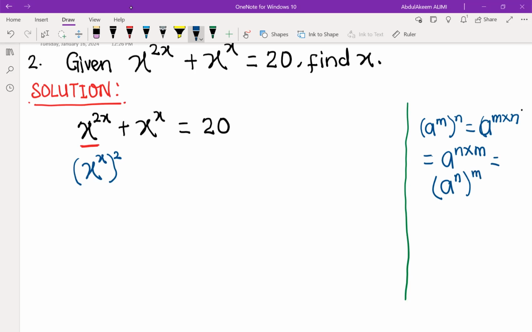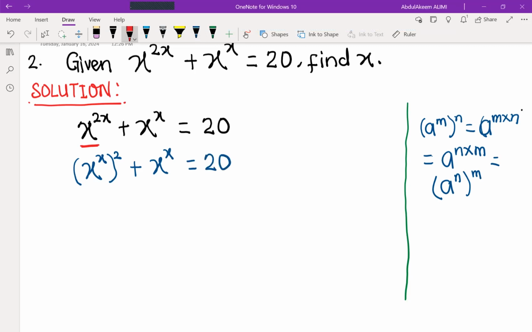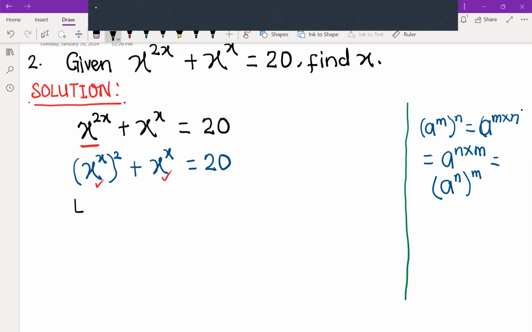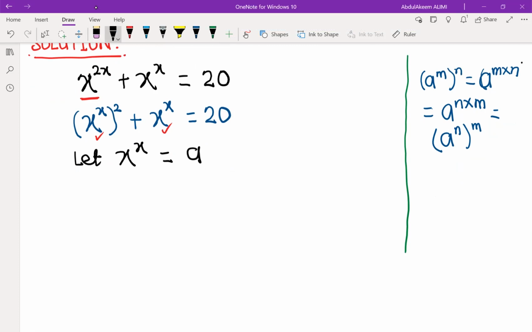So we will now have x raised to power 2x equals x raised to power x, everything raised to power 2. So I have plus x raised to power x equals 20. From this, we can see that this and this are the same. What do I do now? I'm looking for x. Let x raised to power x equal a. I'll replace x raised to power x with a. So what do I have here? I will have a square plus a equals 20.